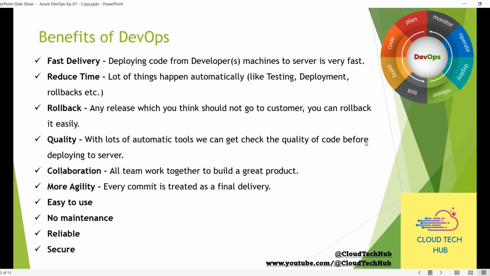Quality. There are a lot of tools available in the market to check the quality of the code before deploying to the production server. Collaboration. In DevOps, all teams work together to build a great product. More agility. Every commit is treated as a final delivery. DevOps is easy to use, no maintenance is required, and DevOps is reliable and secure.